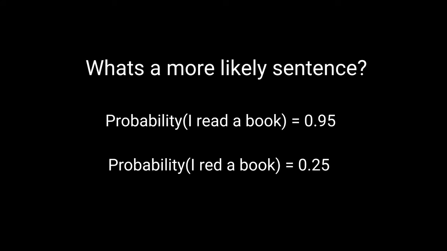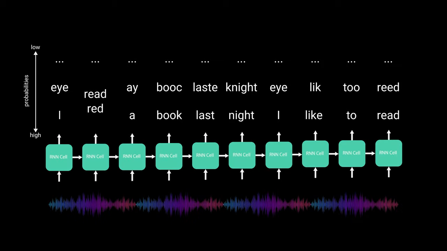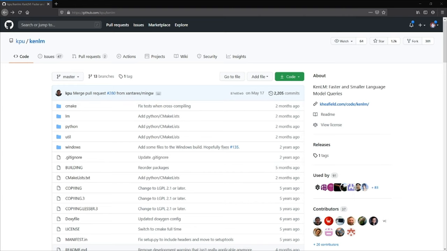A language model can determine what is a more likely sentence by building a probability distribution over sequences of words it trains on. You can use a language model and rescore the probabilities depending on the context of the sentence. You'll get an idea of how all this works in a minute. For our implementation of a language model, we can use an open source project called KenLM, which is a rules-based language model.